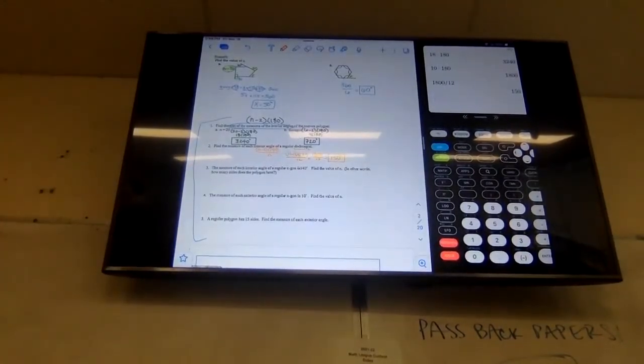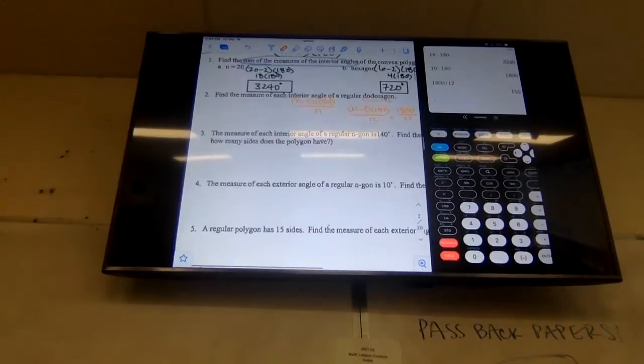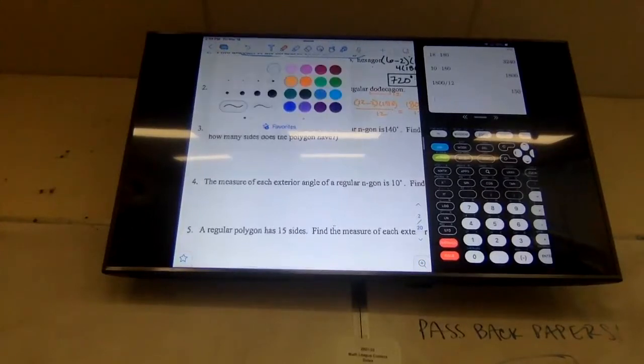Next one, it says, the measure of each interior angle of a regular n-gon is 140. Find the value of n. In other words, how many sides does this polygon have? I did this a little harder last class. I think we can do this easier this class.